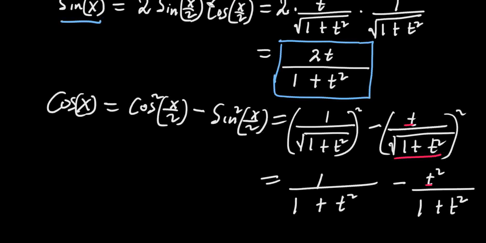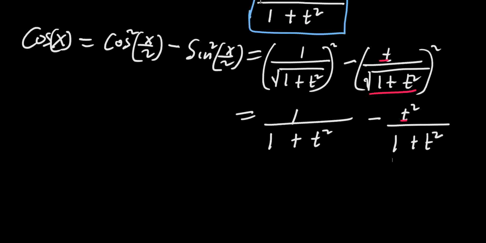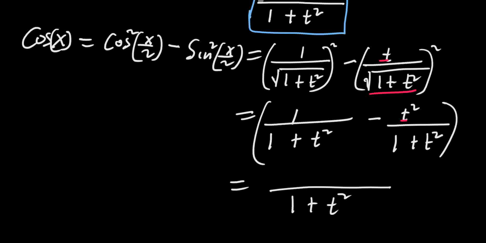All right. Now we can simplify the whole of this, and the common denominator is 1 plus t squared, and the numerator is 1 minus t squared. So this is the value of cos x.